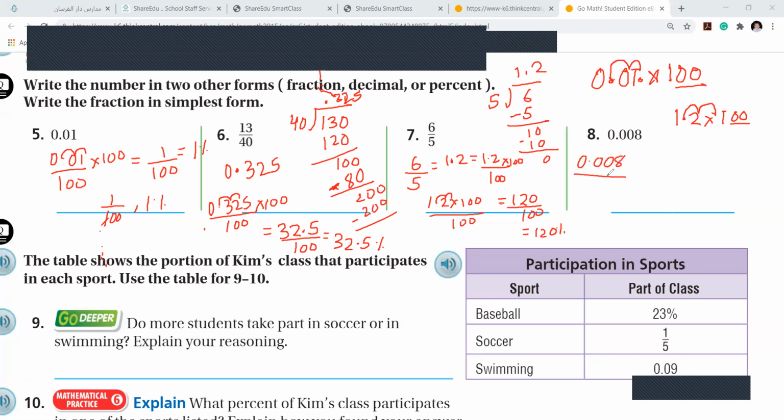0.008 divided by 100 and multiplied by 100. So the point moves two places and I get 0.8 over 100. This is what you got as a fraction, and as a percentage you got 0.8%.